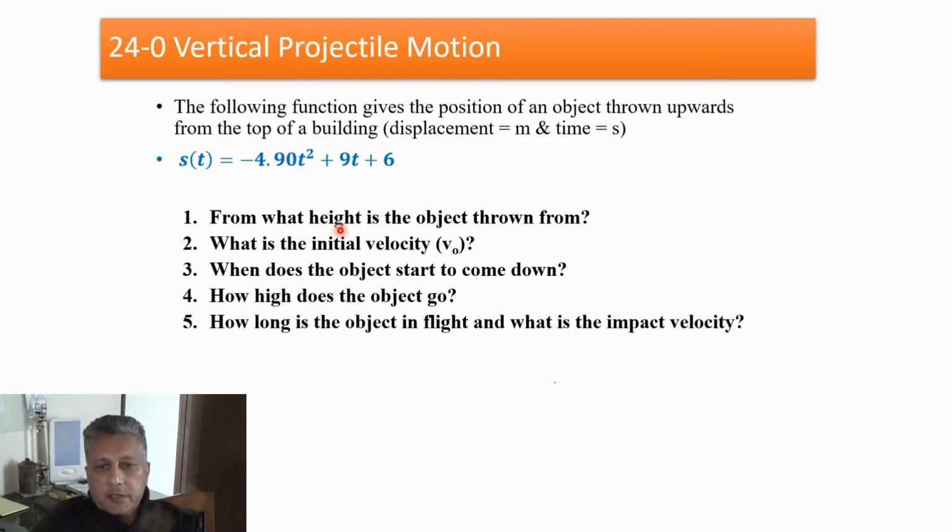From what height is the object thrown from? So it's asking for the height of the building right there. Right? So that's a displacement. What is the initial velocity? At the top of the building, what was the velocity given to the object at that point? When does the object start to come down? That's going to be a time, right? From the highest point, when does it come down?